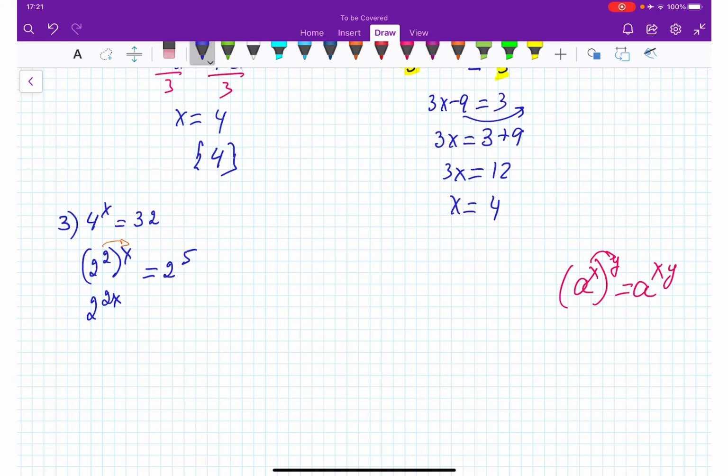Okay, so this is equal to 2 to power 5. So base is the same. From here 2x is equal 5. And x is going to be equal, dividing by 2 here, dividing by 2 here, and we are getting 5 over 2. x is equal 5 over 2. Question number 4.